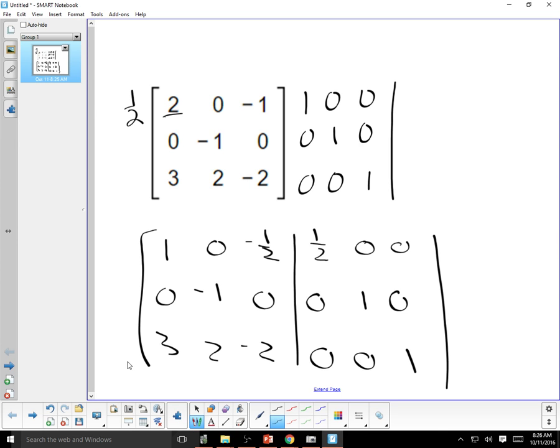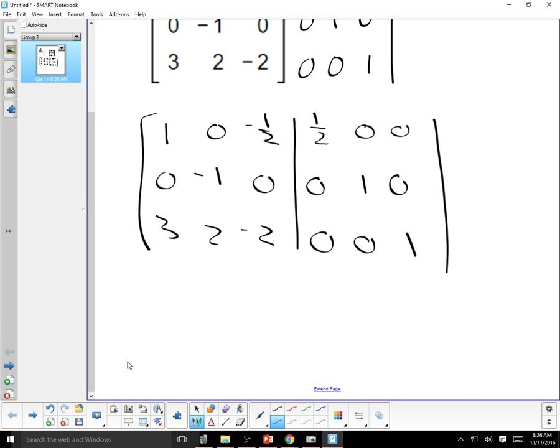Okay, what's the next thing I need to do? Well, that 0 is already done for me, right? So, good to go there. I need this 3 to become a 0 now. I need that 3 to become a 0. So I'm going to take row 1, multiplied by a negative 3, and add all of those numbers to row 3. Okay? So I'm going to write them right below. Is that cool with you guys?